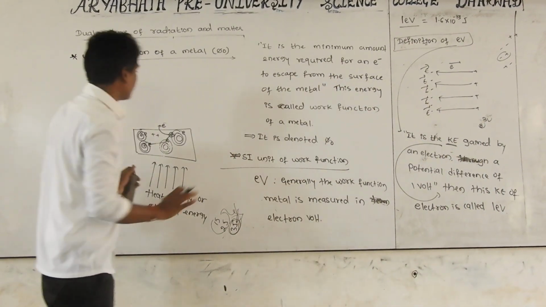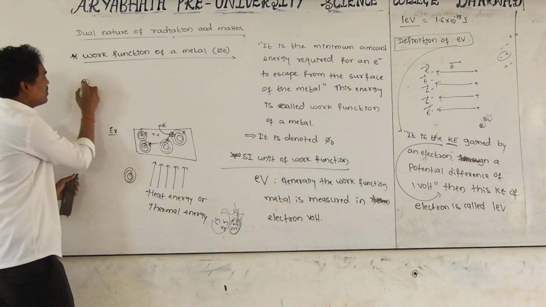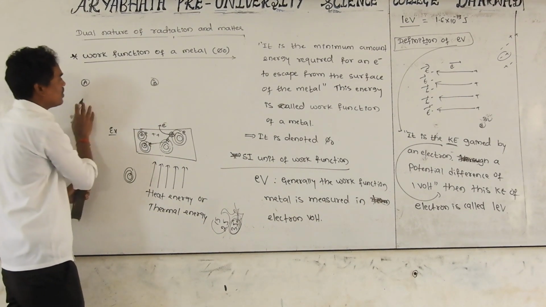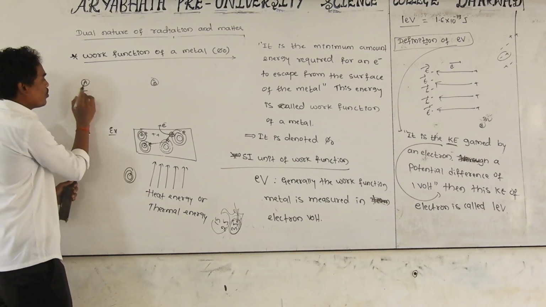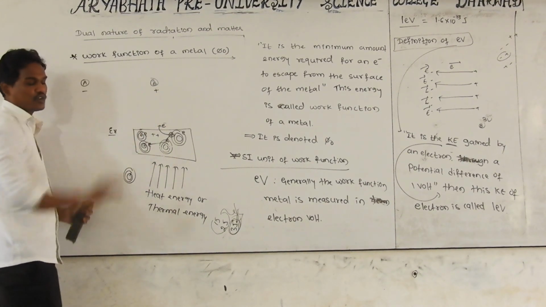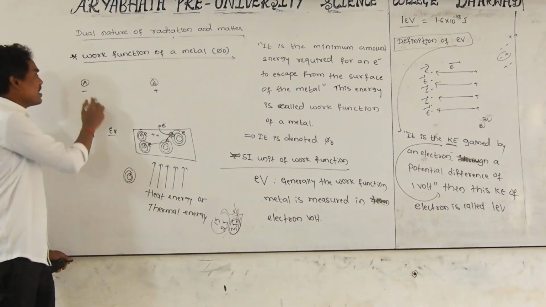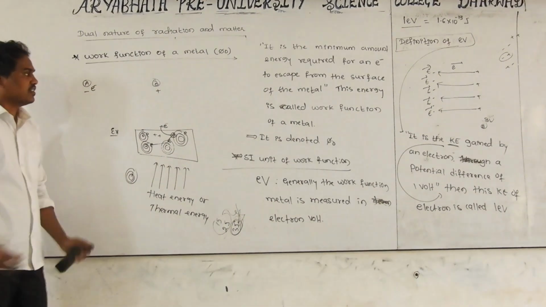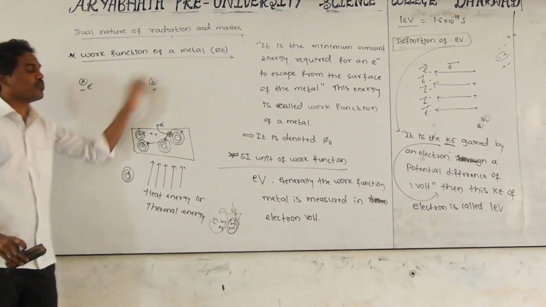The condition: this is point A, this is point B. For example, this one has a negative potential, this one has a positive potential. I am keeping the electron here. This electron is moving from A point to B point.